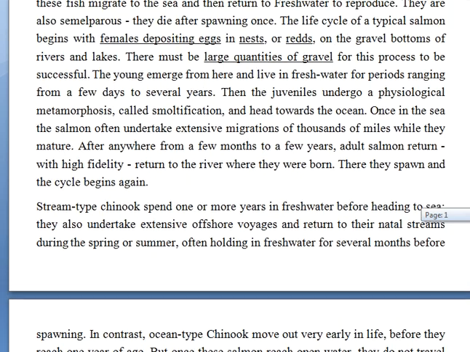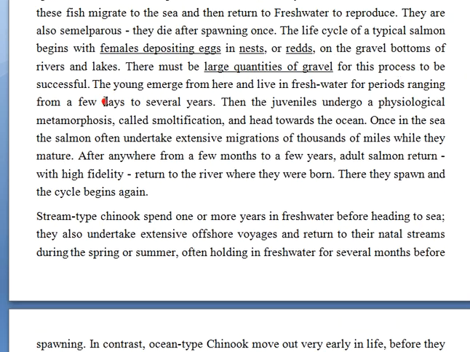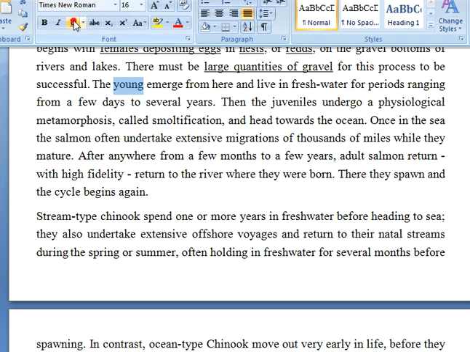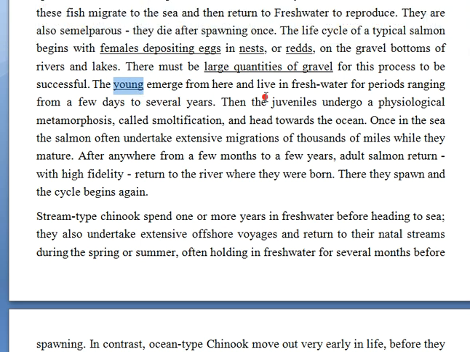The same exercise. We finished here. Fine. The young, oh, so immediately we get young, right? So the keyword is here. That means the answer is here somewhere. So continue reading. Young emerge from here and live in fresh water for periods ranging from a few days to several years. So another keyword I've got, to several years. So what do they occupy? Let me read again. Young emerge from here and live in fresh water for several years. So what they occupy is fresh water.